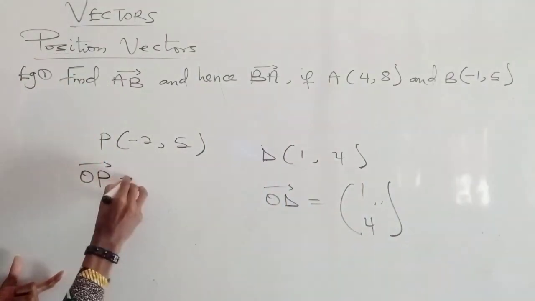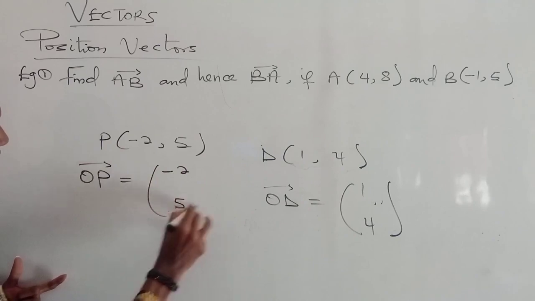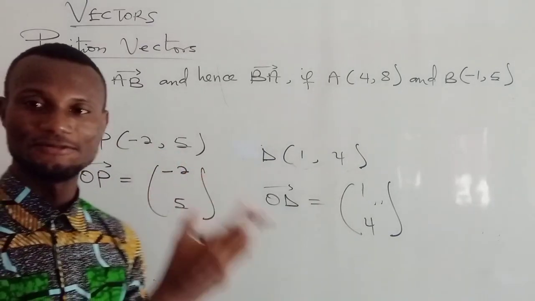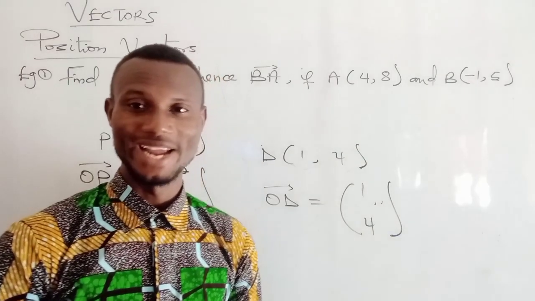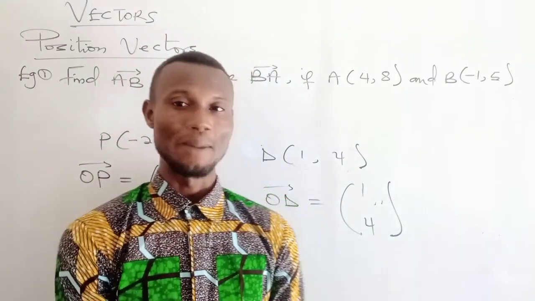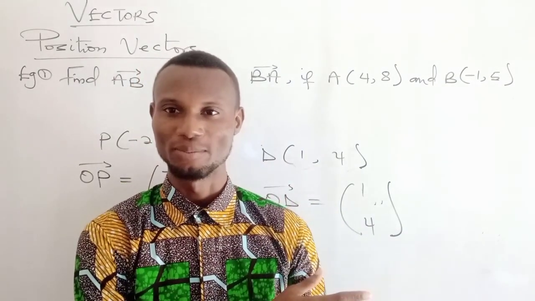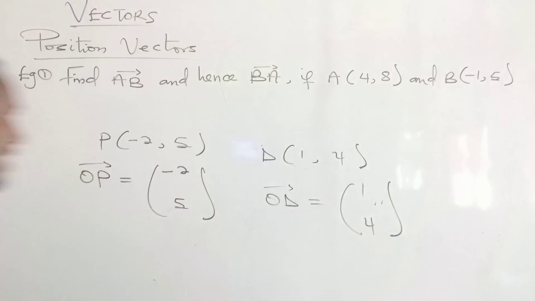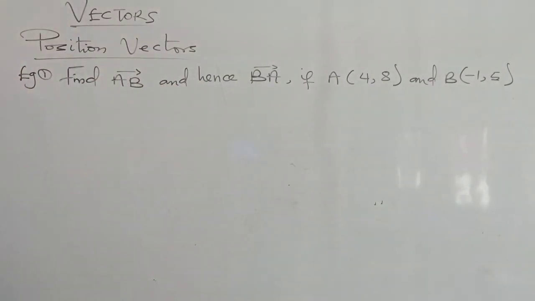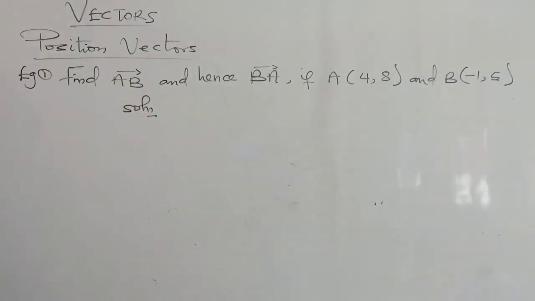So my OP will be equal to (-2, 5). So the point P, I've written it as a position vector. I hope the explanation is clear enough up to this point. So we are going to apply this knowledge to handle the question that I have on the board. Let me clean this from here so that we can proceed with our solution. So let me write down my solution and let's begin to solve together.